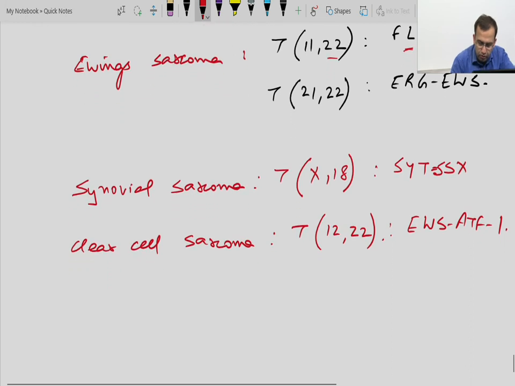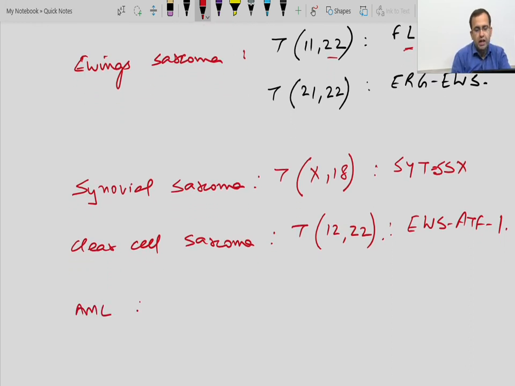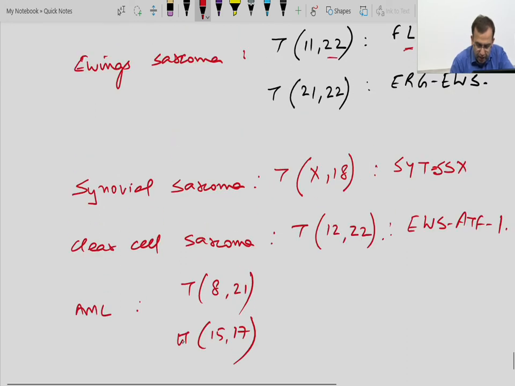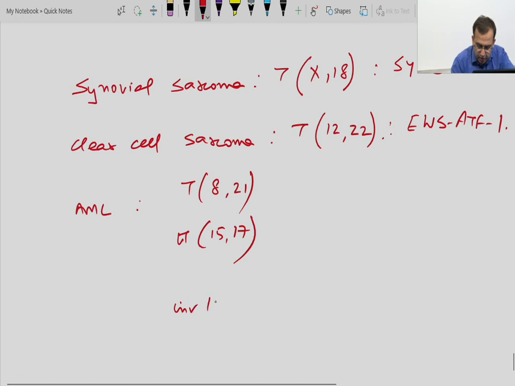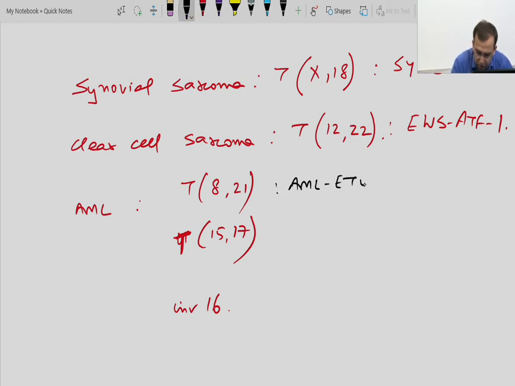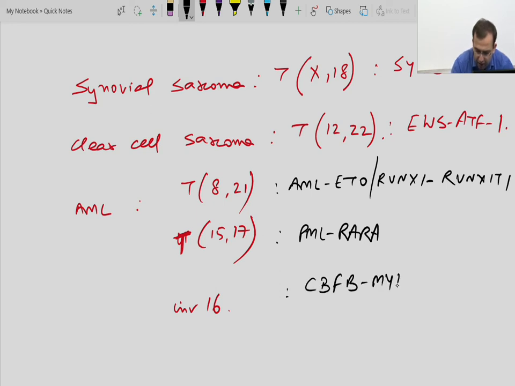Next, you very well know the translocations associated with AML, the good prognostic ones: translocation 8;21, translocation 15;17, and inversion 16. You know their associated fusion transcripts also: AML1-ETO, also called RUNX1-RUNX1T1; we've already written 15;17 PML-RARA; and inversion 16, that is CBFB-MYH11.